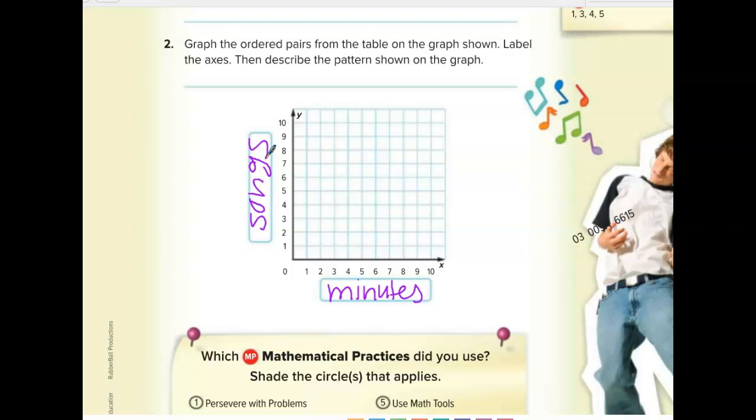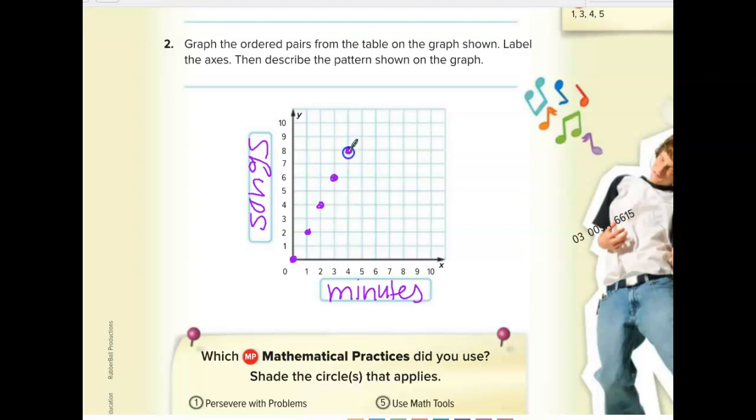So when their y was 1, what was our x? 2. Okay, we could go x. So we have 0, 0, right? And then my next one was 1, 2. So I'd go over 1 up 2 to graph that in the table. Then my next one would be 2, 4. So I'd go over 2 up 4. Then my next one would be over 3 up 6. And then the next one is what? 4, 8.